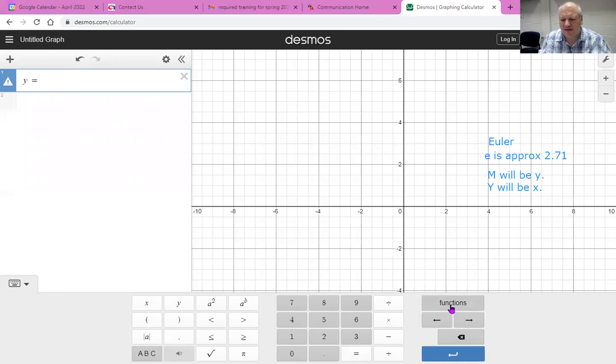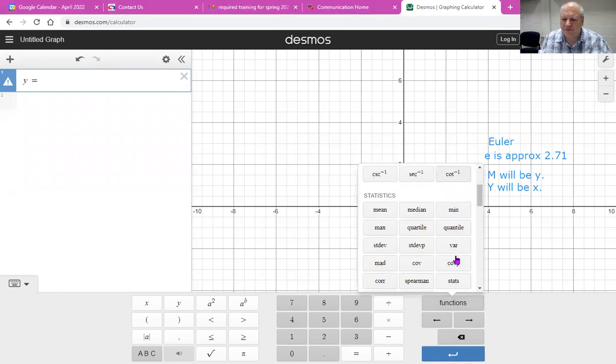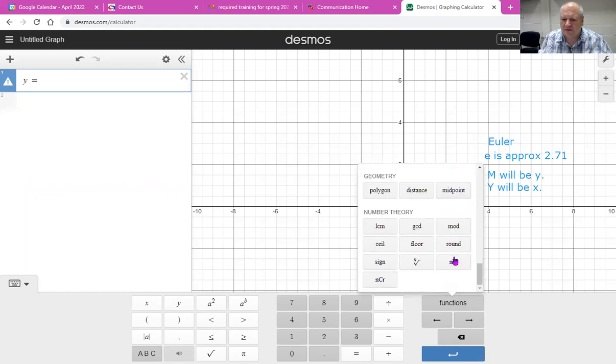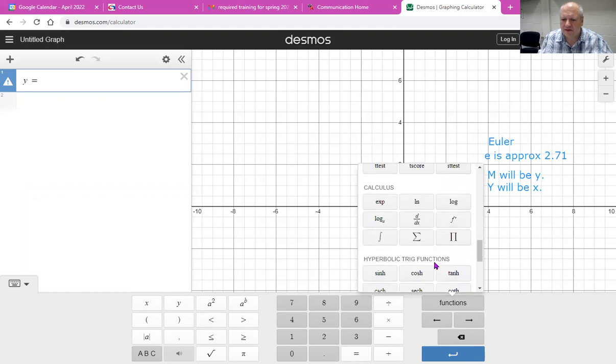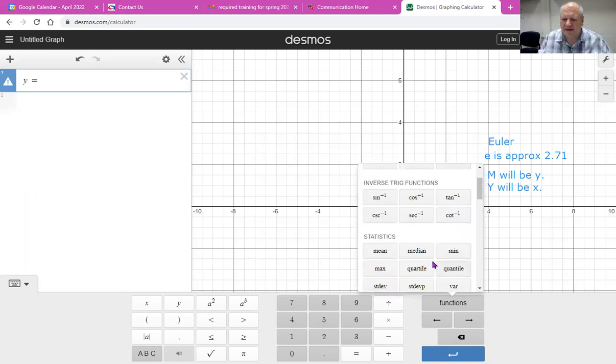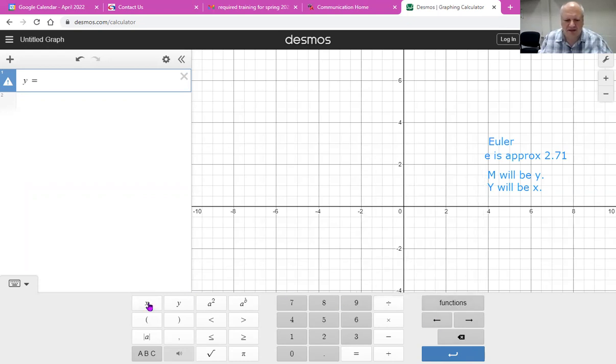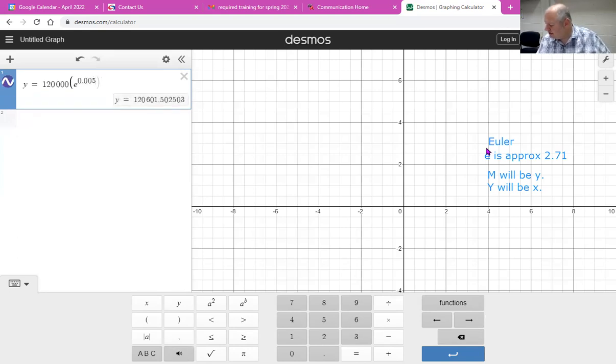If you look down here on the bottom, you'll see it says functions. I guess they don't have it there. I thought they had a fraction thing. Maybe they don't. Okay, my bad. That's okay. All right, so what we'll do is we'll write the numerator out first. 120,000 times E to the power of, notice E is italicized, E to the power of, which is shift 6, and then 0.005. To get out of the exponent, I'm just going to hit the right arrow like that. And now minus 1, close the parentheses.